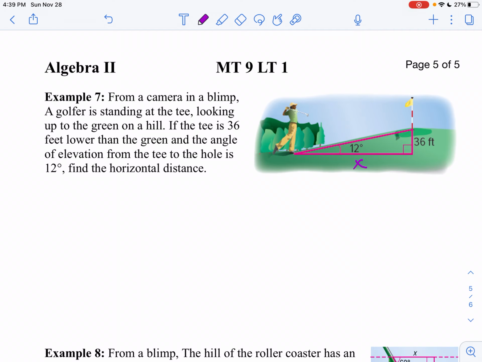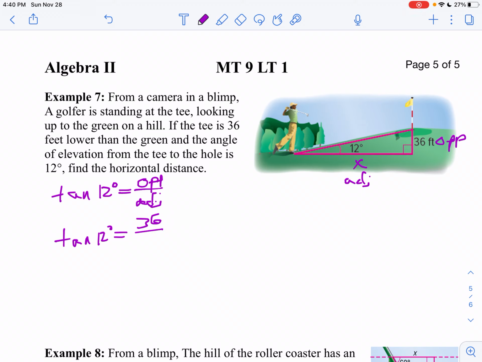If I look at that, to me, it looks like we're going to be using adjacent and opposite, which is going to be sine. No, it's not. It's going to be tangent. So the tangent of 12 degrees is going to be the opposite over the adjacent. So in this case, the tangent of 12 degrees is going to be the opposite, which is 36, over the adjacent, which we don't know.